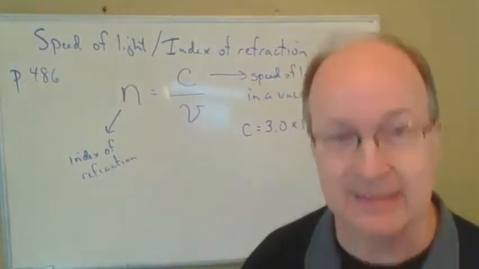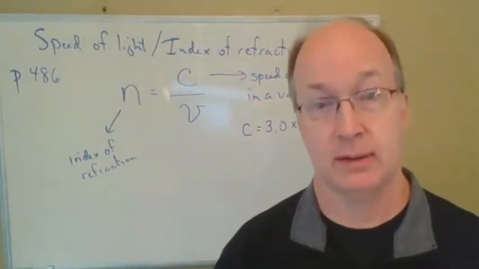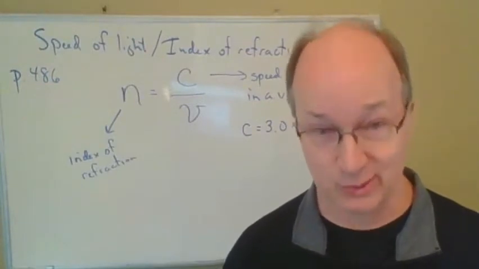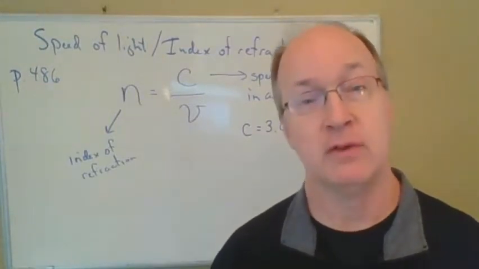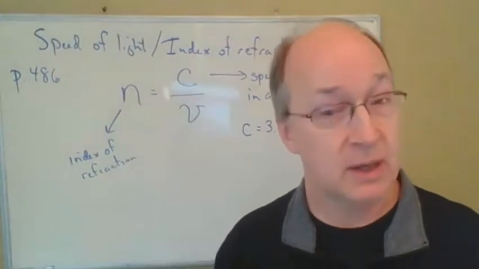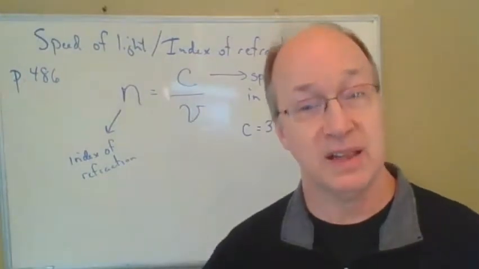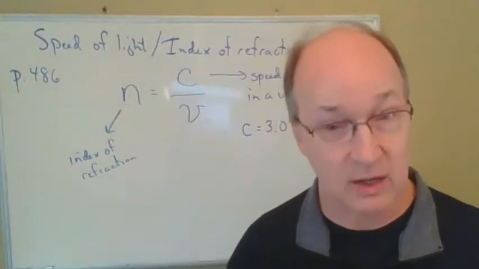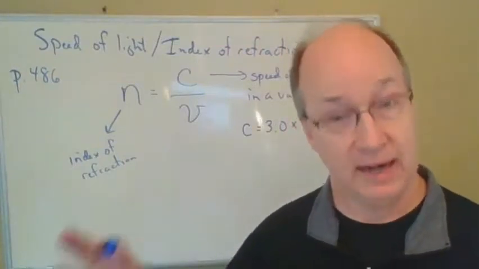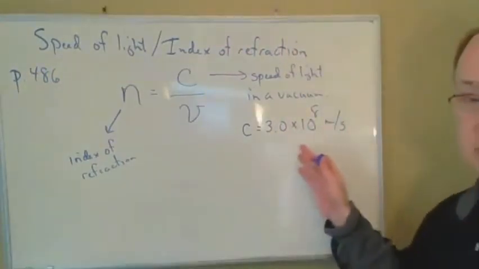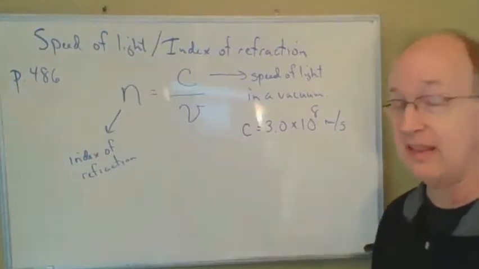300 million meters per second. It's really fast. Light travels really fast. The speed of light is sometimes called the speed limit of the universe because nothing can go faster than the speed of light. And in a vacuum, light is at its fastest, 3.0 times 10 to the 8th meters per second.